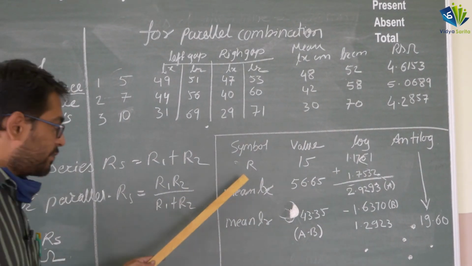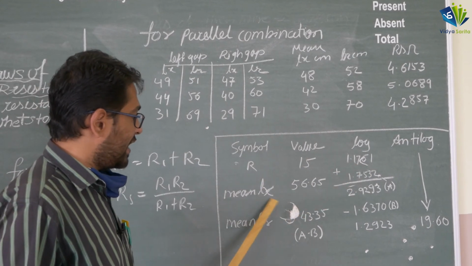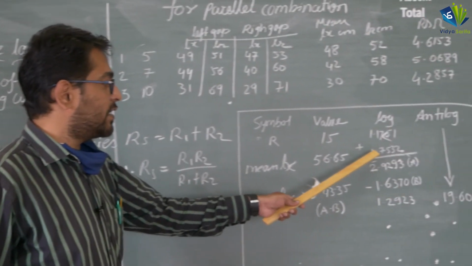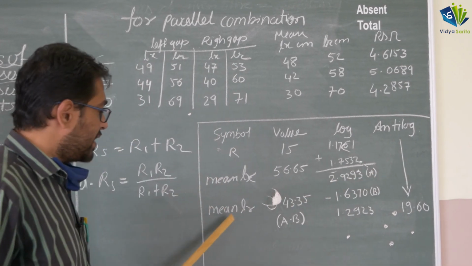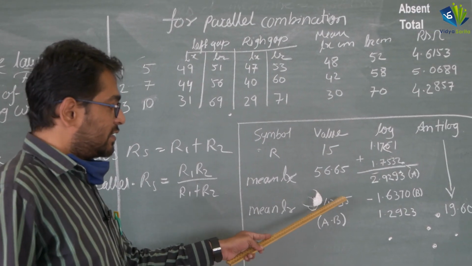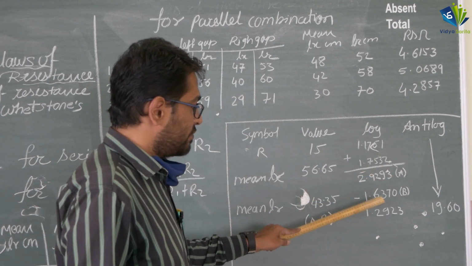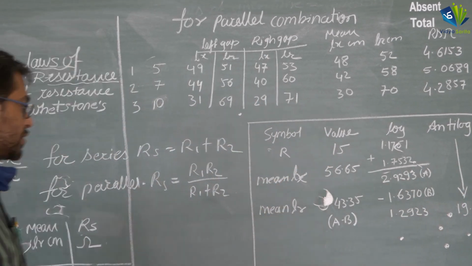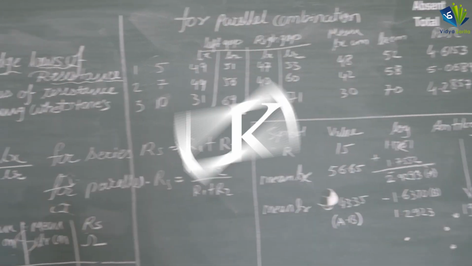So for the 15 in series, symbol R, value 15, log of 15 is nothing but 1.1761, and mean LX is 56.65. Now this log is nothing but 1.7532. Adding both the logs, we get 2.9293, which we call A. Now mean LR is 43.35, and this log is 1.6370, which we call B. Now A minus B, we subtract this from this, we get 1.293, and that is nothing but the anti-log 19.60. You need to perform all the calculations for the values of 20, 25, and in parallel 5, 7 and 10. The formula has been given, you need to add it. Thank you very much.